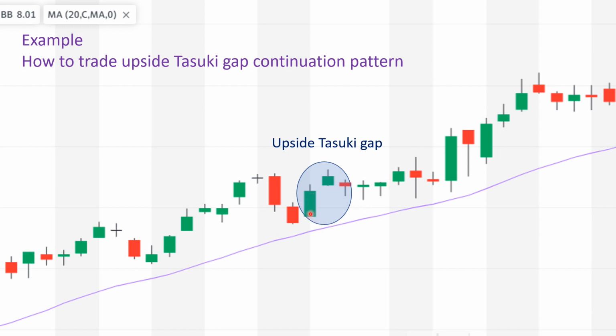Here you see the first one is a big bullish candle followed by a small bullish candle with a gap, and finally the third one is a bearish candle that closed within the gap. So that is the upside Tasuki gap, all right? In order to exit the trade, you have to wait for the price to drop below the close price of this bearish candle or below the low of this bearish candle, and then you put your stop loss 1 or 2 ATR above the high of the pattern. And that's how you trade the upside Tasuki gap continuation pattern, and afterward you see the trend continues going upward.